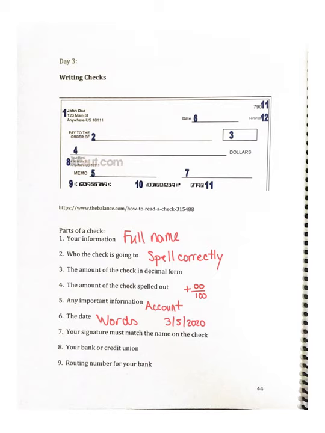The rest of the stuff right here is going to be pre-printed on your check. Number 8 is your banking institution, so whether that is a bank or a credit union. Number 9 is the routing number for your bank. It tells whoever is cashing that check or whatever company is processing it that it relates to your bank.